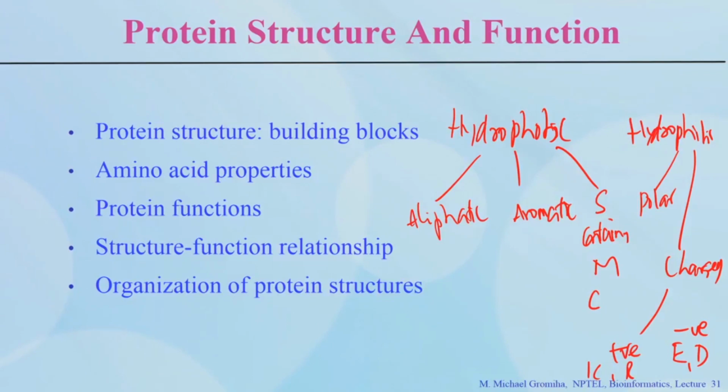Then we want to understand the structure function relationship, right. The function depends mainly on the structure, so it is necessary to understand the structures to understand the functions. What are the different types of protein structures? Right: primary, secondary, tertiary and quaternary.